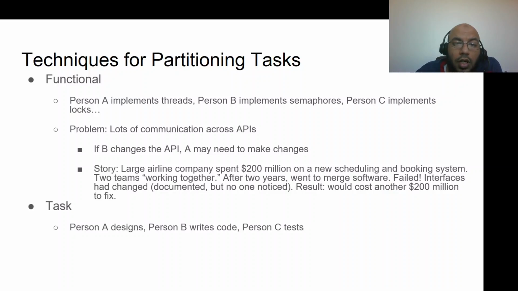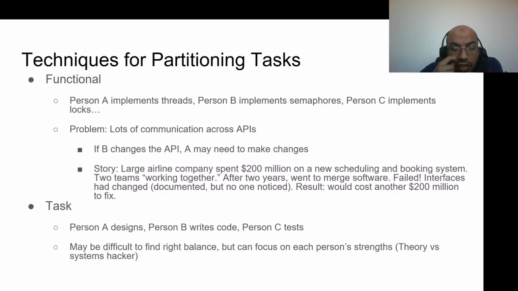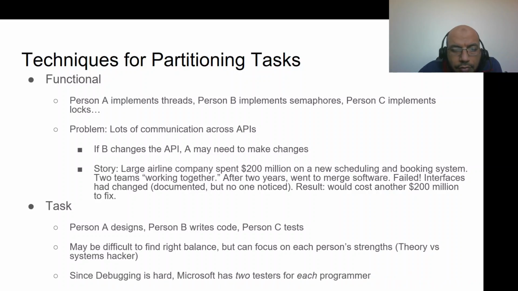So there is another way to partition tasks, which is basically person A makes the design, person B writes the code, and person C writes tests. It may be difficult to find the right balance. In software projects, you want to know, okay, this person is super good at algorithms, he's not as efficient in programming. But that person is not really an algorithms guy, but he's a super good systems hacker. So how do you put your people on who designs, who writes code, and who tests?